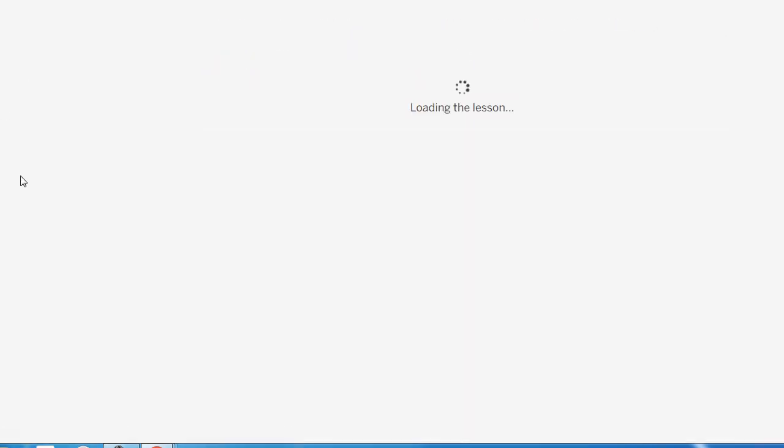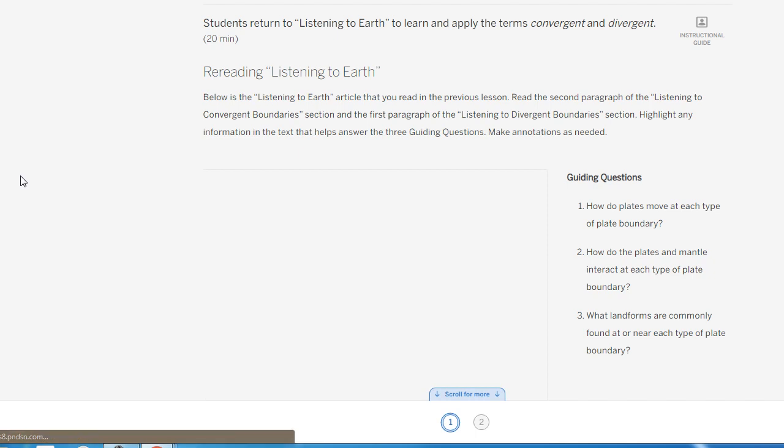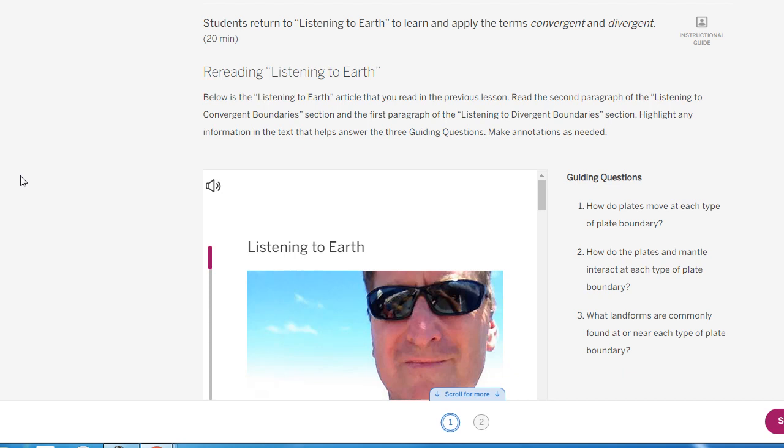Then we move on to the second reading of Listening to Earth. And this time we're hunting for information. This isn't a start to finish read through. There are 3 questions here that we're looking for.